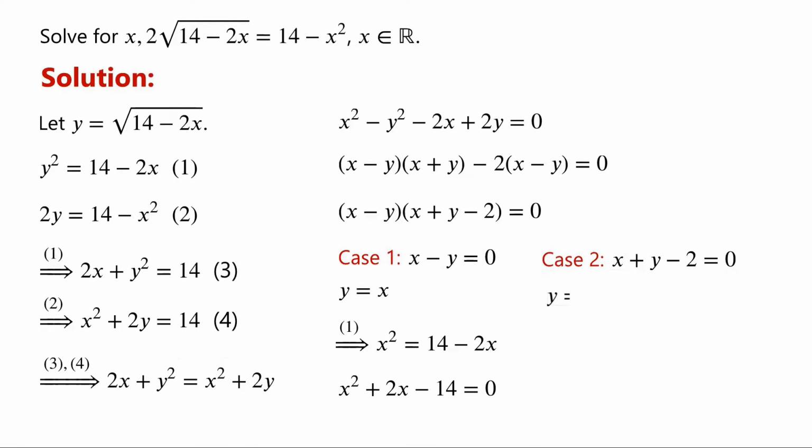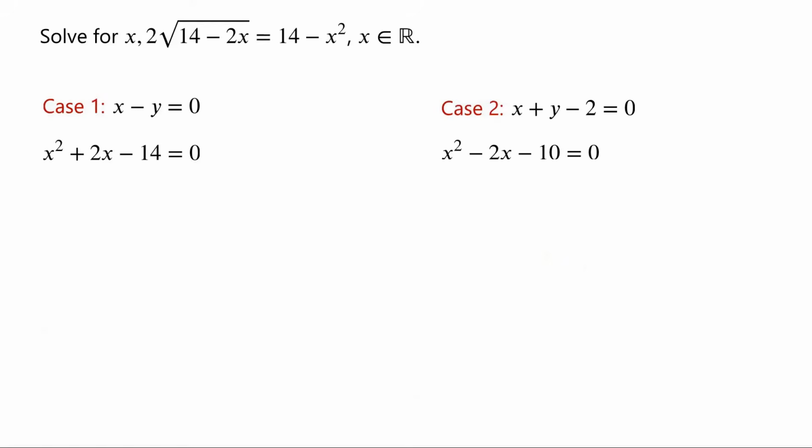For case 2, we have y equals negative x plus 2. Substitute y equals negative x plus 2 in equation 2, we have 2 times negative x plus 2 equals 14 minus x squared. Rearrange the equation, we have x squared minus 2x minus 10 equals 0. For each case, we have a quadratic equation, which can be easily solved by using the quadratic formula. X equals negative b, plus or minus root of b squared minus 4ac over 2a.